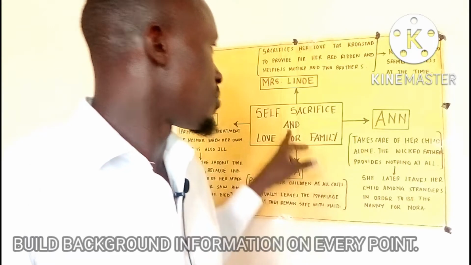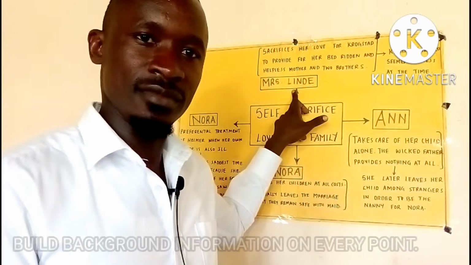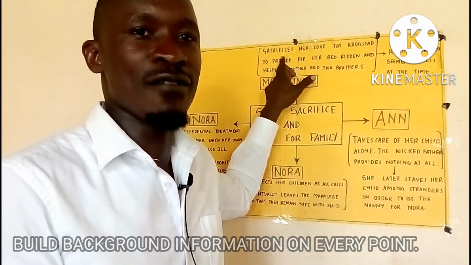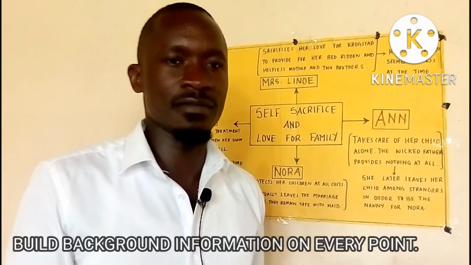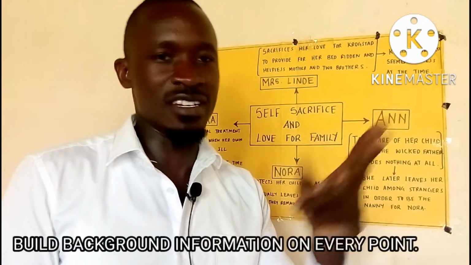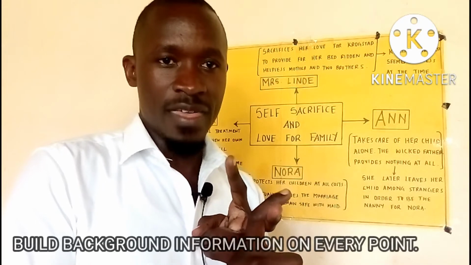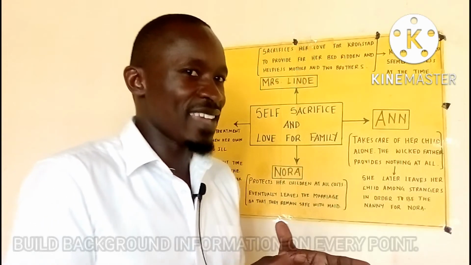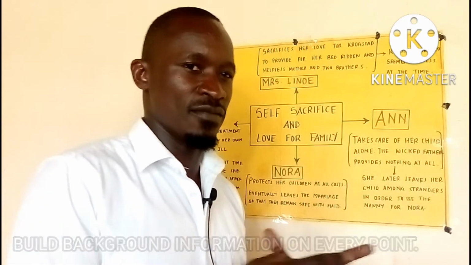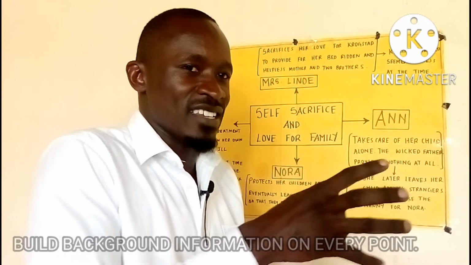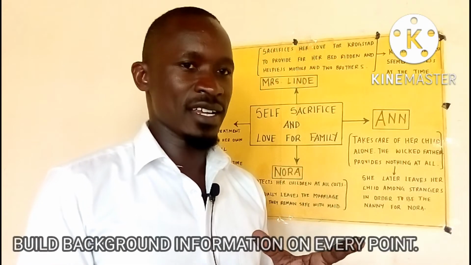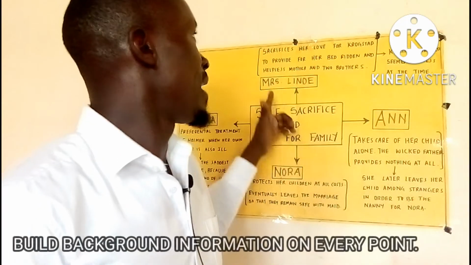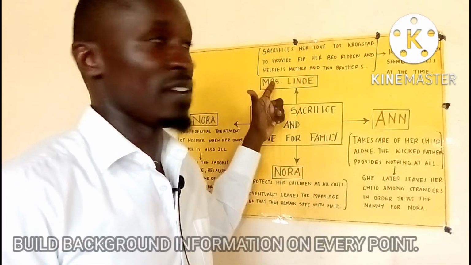For example, when focusing on Mrs. Linde, the student would first explain that Mrs. Linde sacrifices her love for Krogstad. The question is why? This is because she had 2 issues at hand. Number 1, a bedridden mother. Number 2, 2 helpless siblings. And therefore, when she sacrifices, she really loves Krogstad, but she sacrifices the love between them in order for the family, that is the mother and the 2 siblings, to be okay. And she does this to provide for the helpless mother.